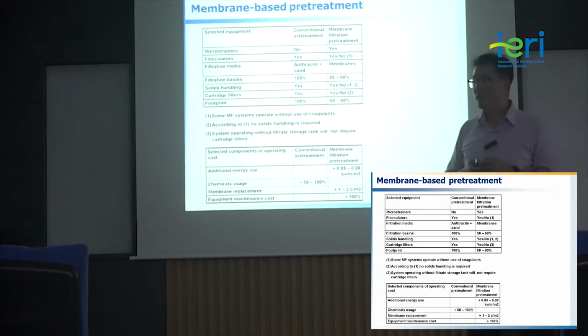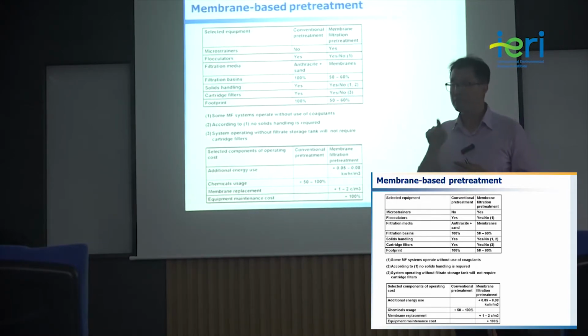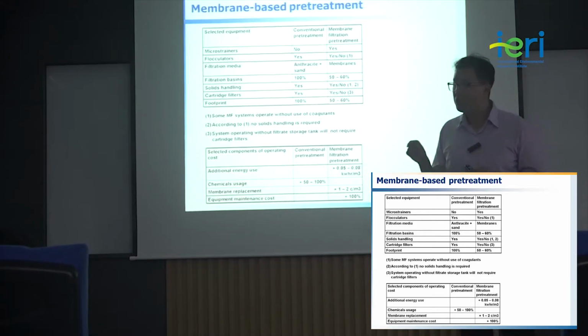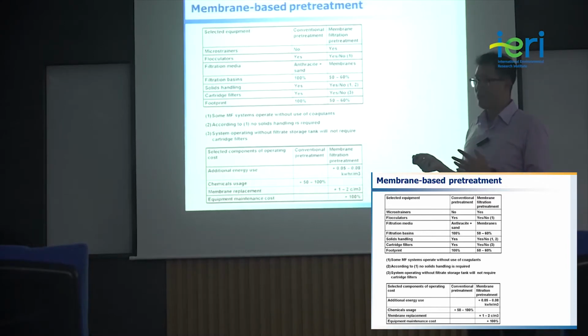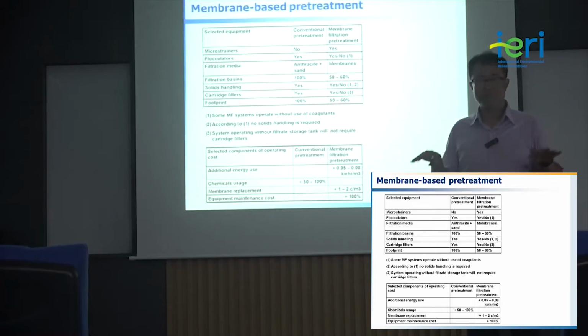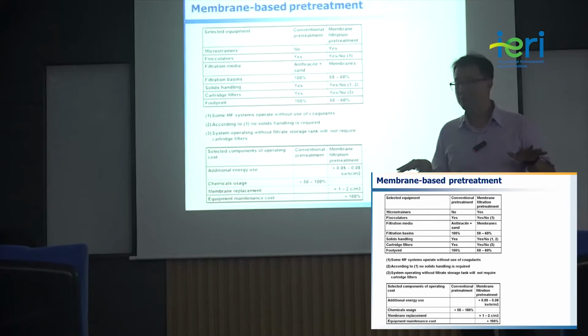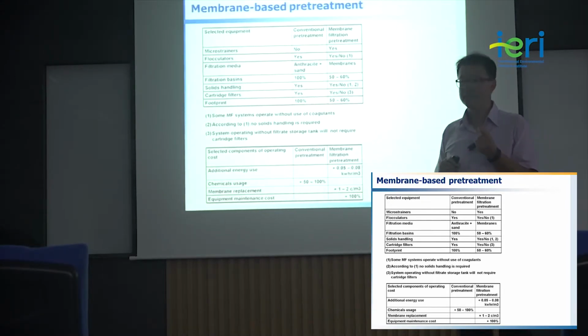And still, we are focusing on SDI, silt density index, as a water quality, which I told you earlier, and TOC. In case of TOC, there's no way. The media filter cannot remove the TOC very well. This membrane system cannot remove TOC. Only coagulant can remove a very small part of TOC.